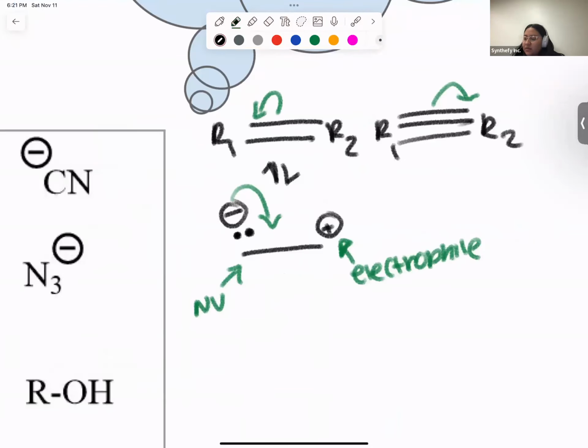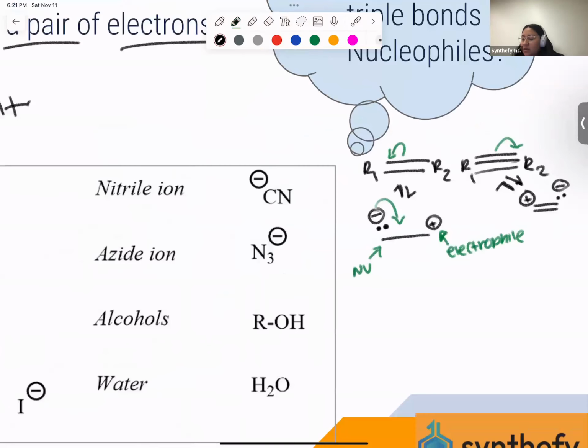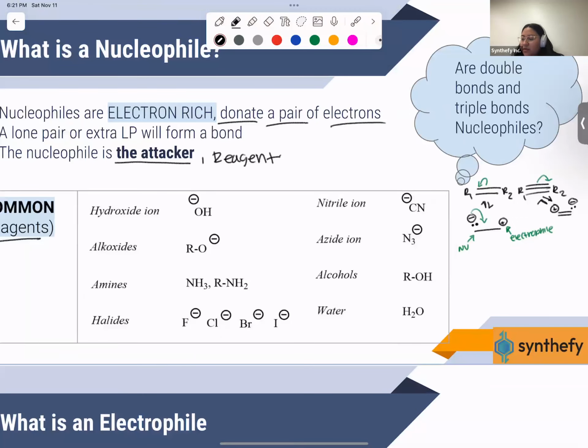And now let's do this for a triple bond. If the arrow moved towards the right, and then we said that's where the lone pairs will go, and then you have a positive charge here. So these are nucleophiles. So the answer is yes.